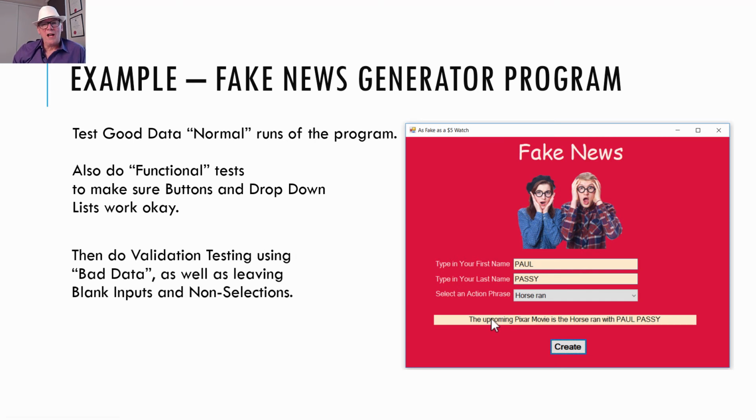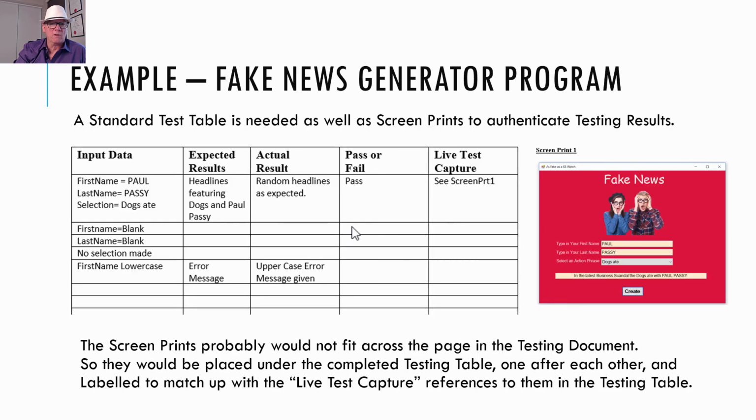Then you need to do your validation testing. Try and type a number in here for someone's first name. You should get a validation message pop up on the screen. Leave things blank, like don't bother picking an action phrase and try to create some fake news. It should come up with an error telling you that you need to pick one of those action phrases. And leave the name blank and see what happens then. You should get a validation error message pop up on your screen.